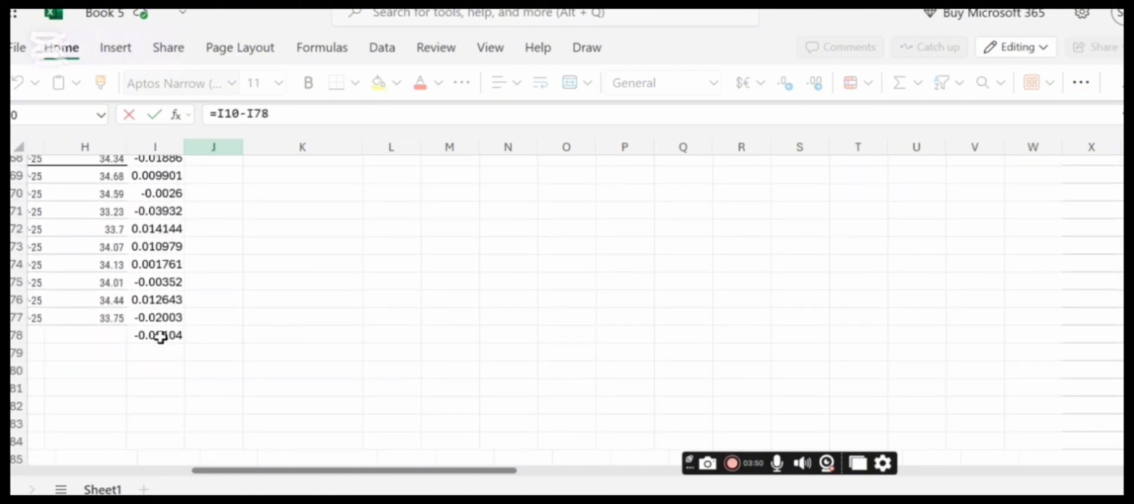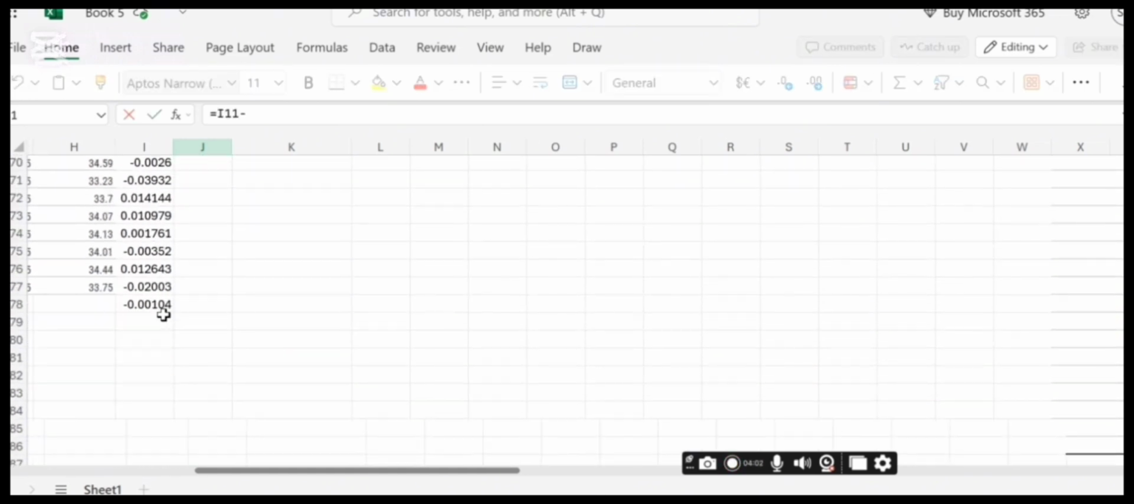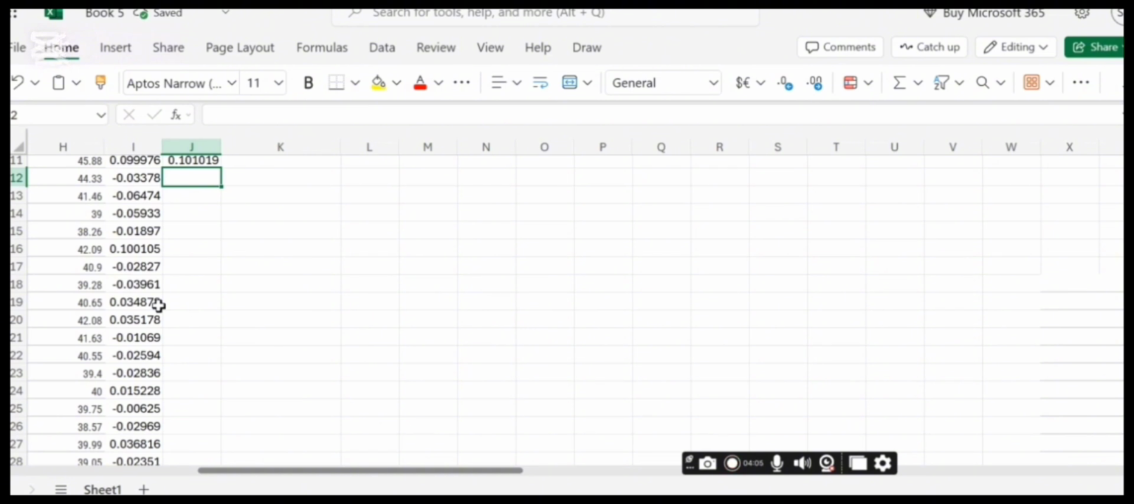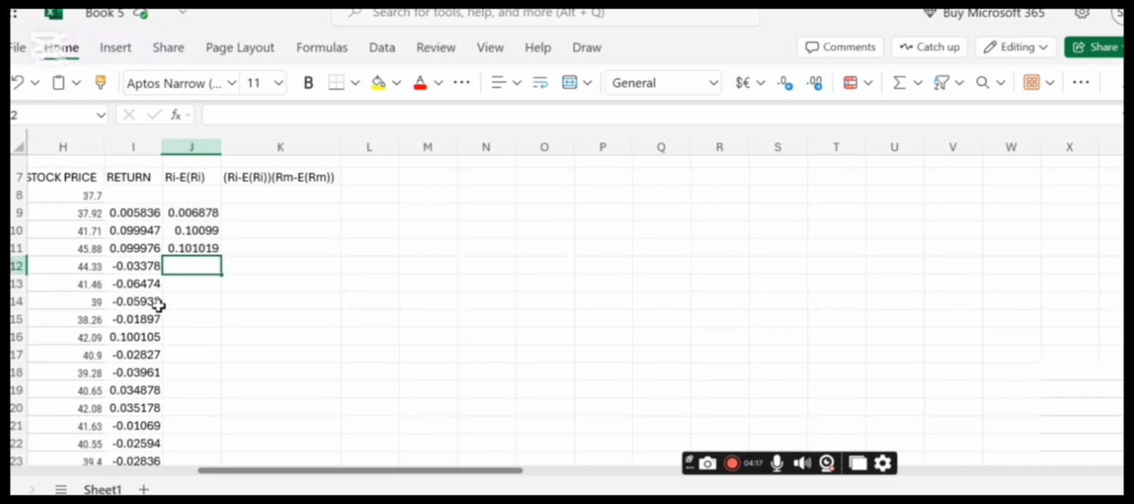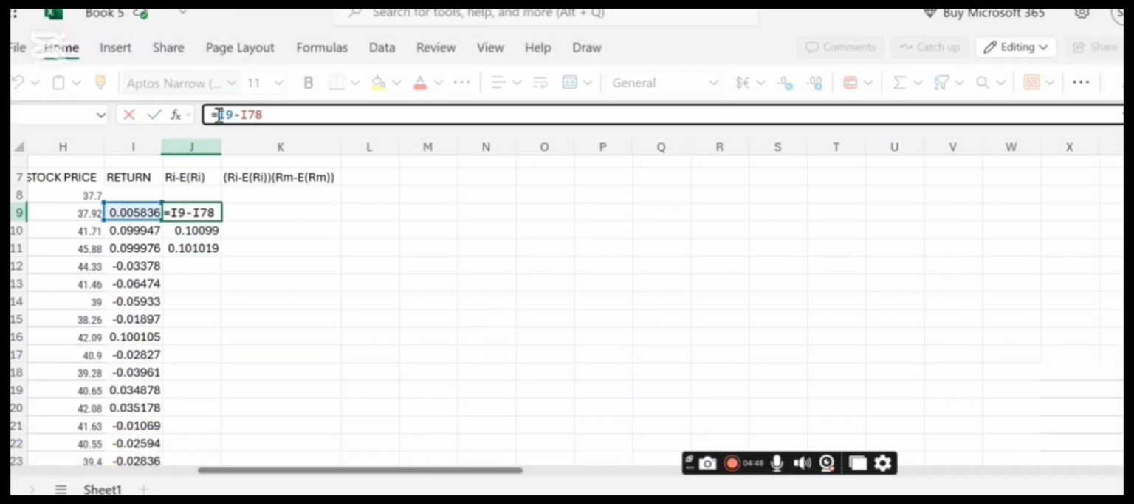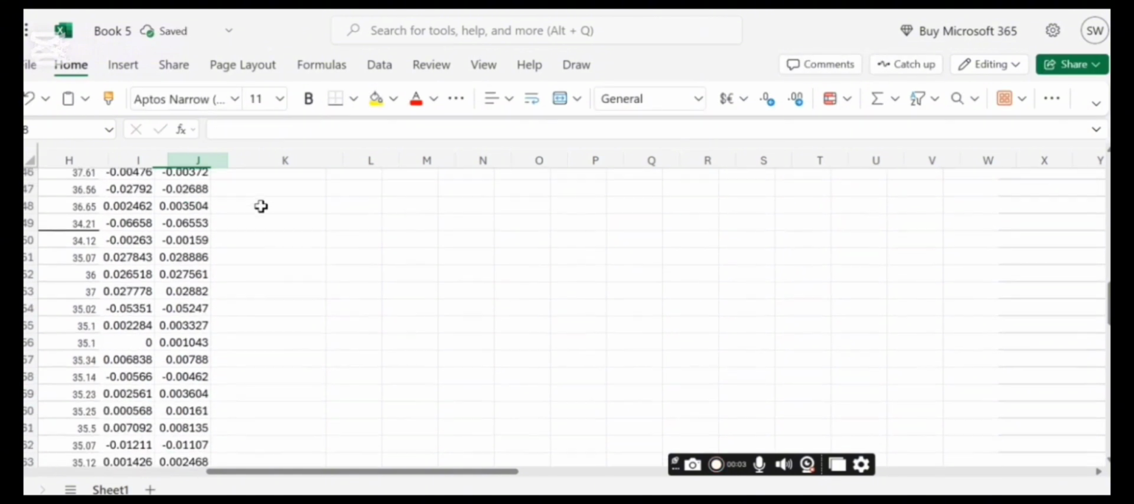We simply minus both, return minus average return, and we calculate it individually, because when we expand it the answer will be wrong. We can apply a bracket on that formula, because in the next step we multiply it, so the double bracket is also convenient for us. So we start the bracket and we drag the formula in that column.